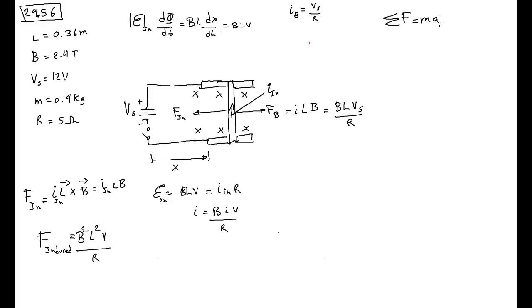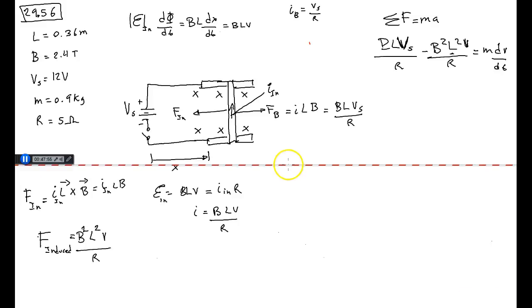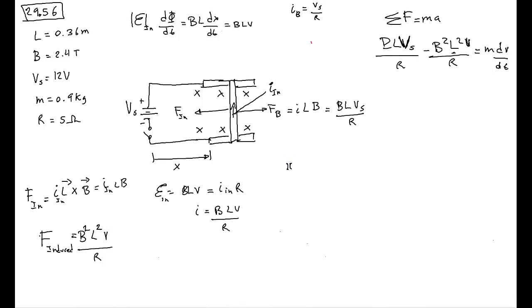So this force minus this force should be equal to mass times acceleration. So that's going to be B L epsilon over R minus B squared L squared v over R is equal to m times dv/dt, because dv/dt is acceleration. So I'm going to divide through by m, multiply by dt, divide through by everything, and we'll have dt equal to dv divided by L epsilon over mR minus B squared L squared v over mR.